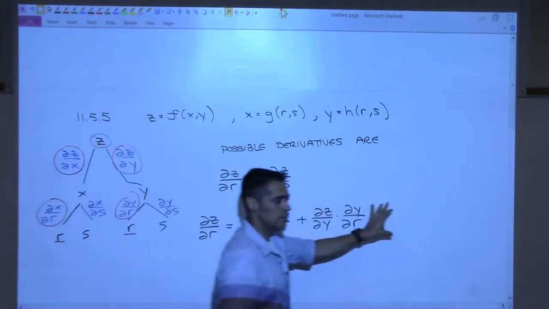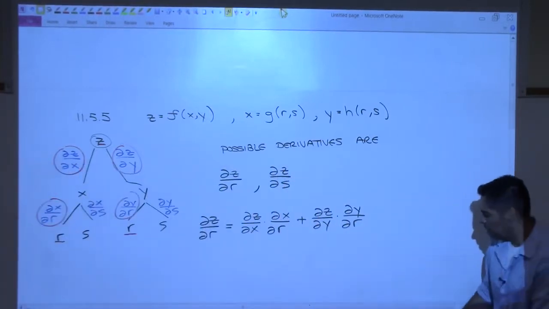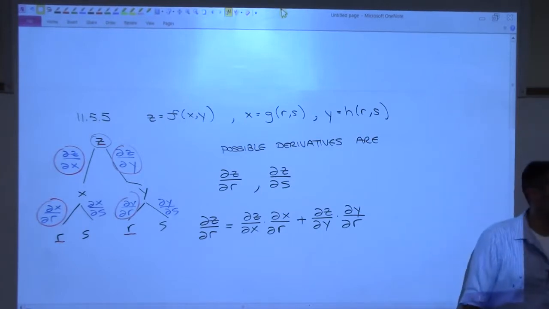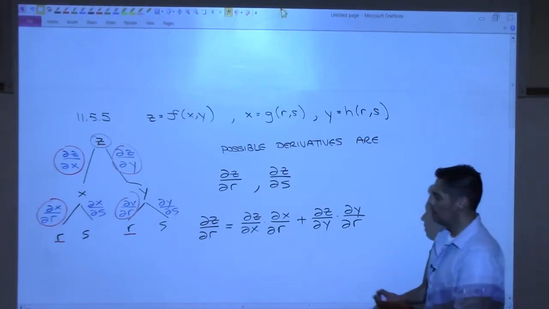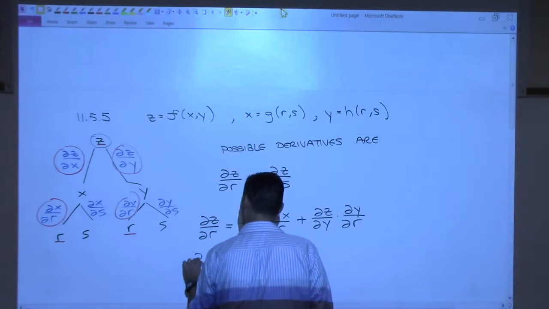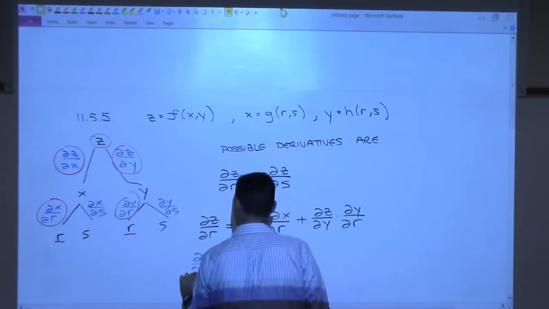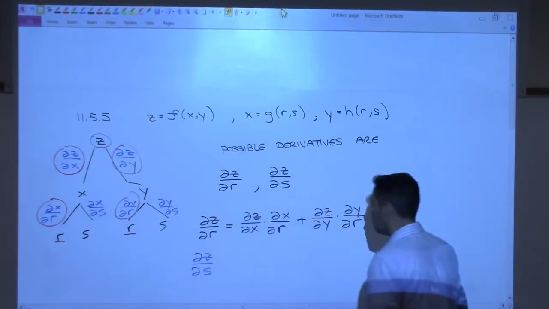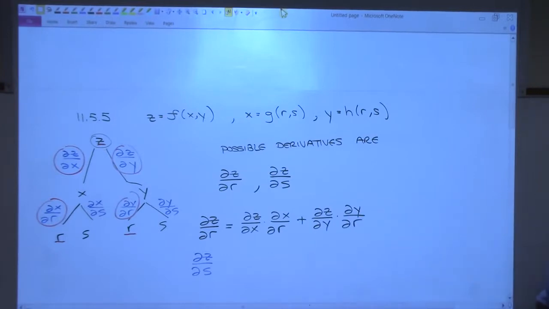So there it is. Now, let's do the other one. Let's see if there are any other colors in here. I don't see green. Let's do partial z with respect to s. So what would the difference be in my picture? There's a green one over there? Oh, there we go. Good. There's one where? Oh, I didn't see that one.